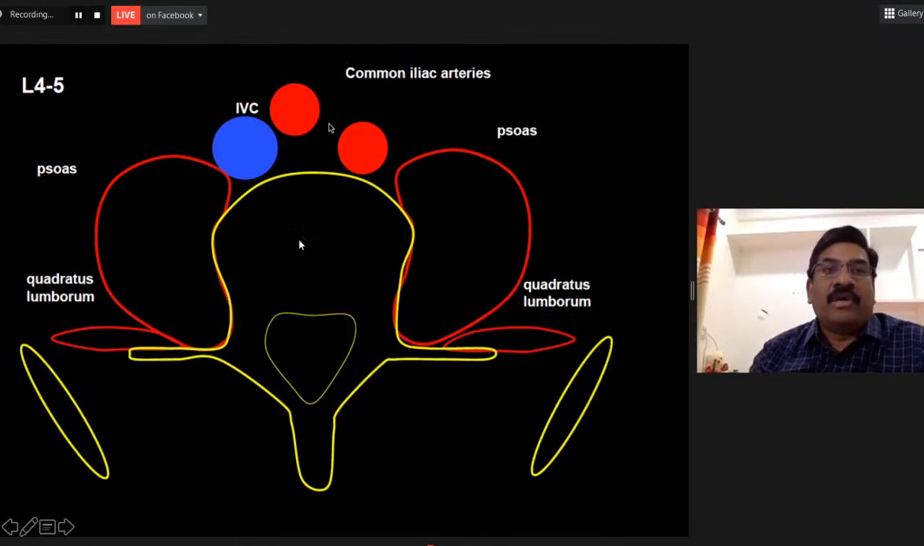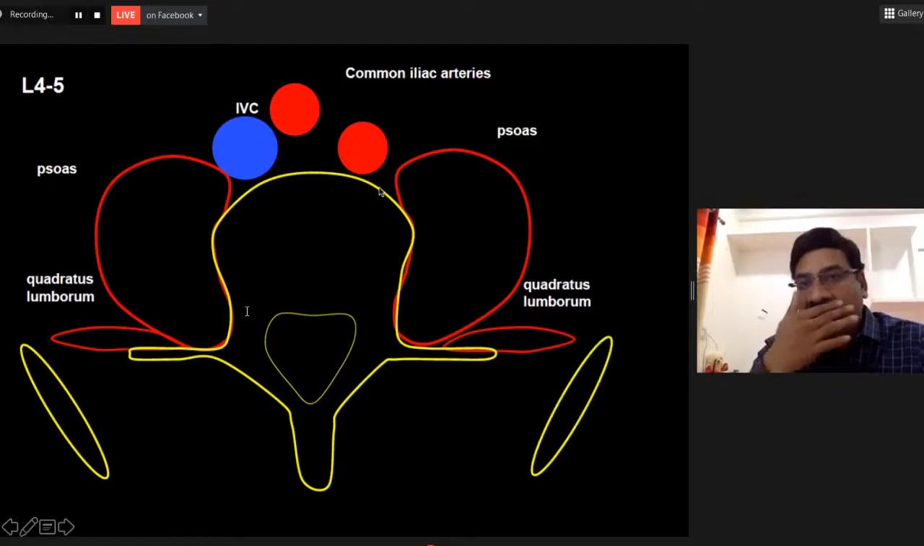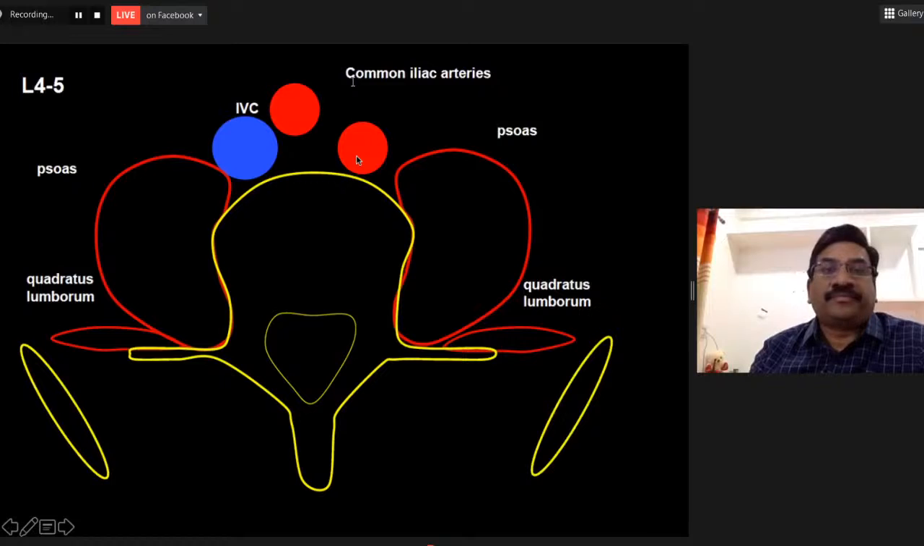If you come one level down, this is a very important area where you see a thin quadratus lumborum and big psoas muscles on both sides. And the inferior vena cava is seen as a single structure, and the aorta has bifurcated into two common iliac arteries at L4. If you see two arterial shadows, then you are at the L4-5 level or below.